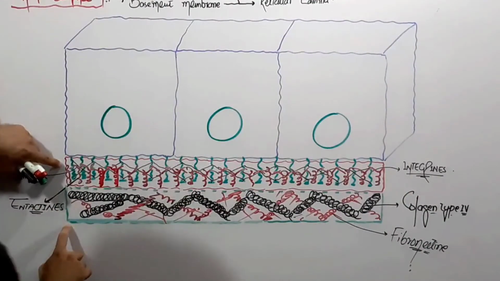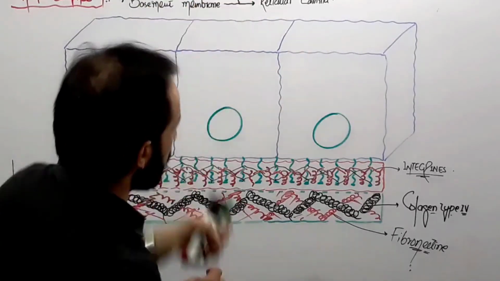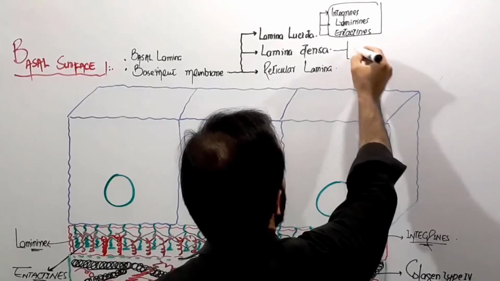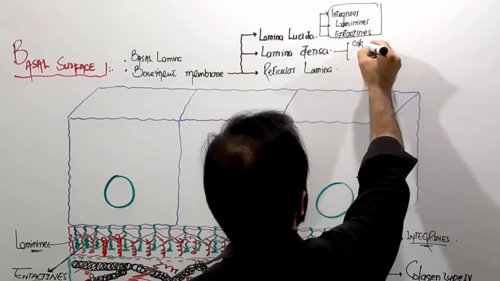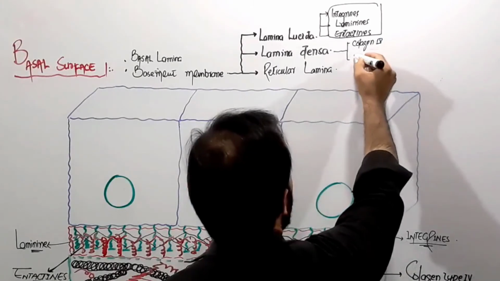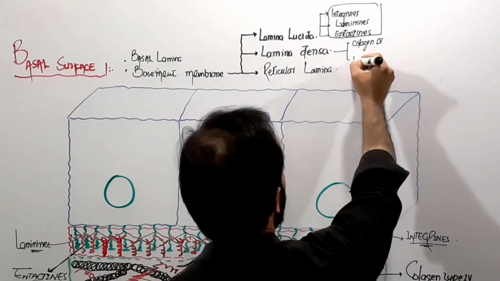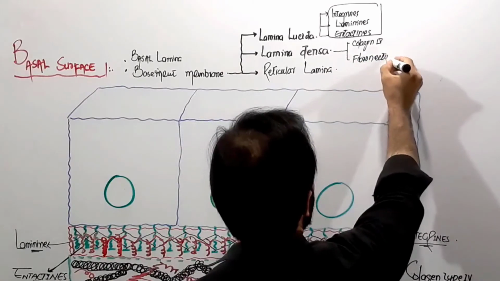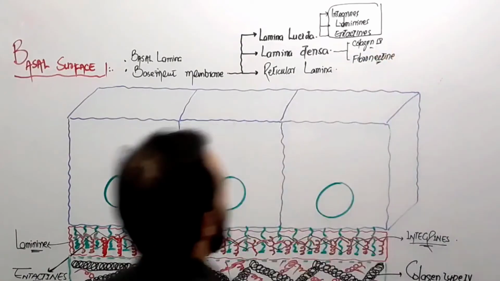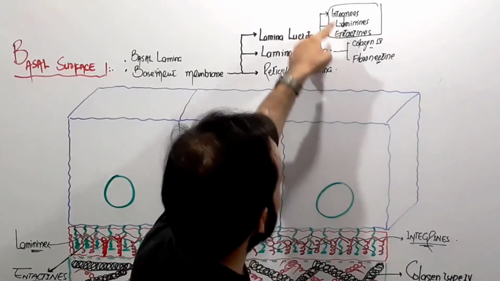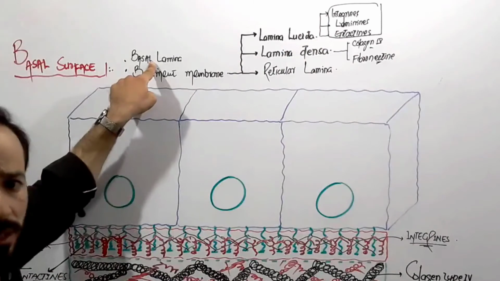So these are the two layers that we just discussed, the lamina densa and lamina lucida. So let's write here, the lamina densa is composed of collagen type 4, and we know that this is fibronectin, right friends? Now you can see what the substances are which are present in the basement membrane or basal lamina.